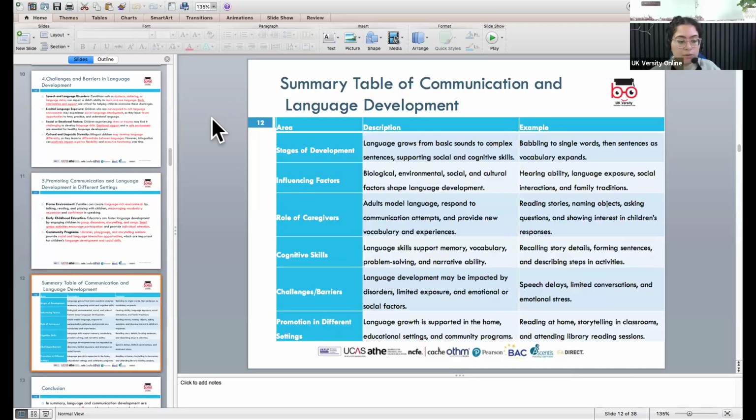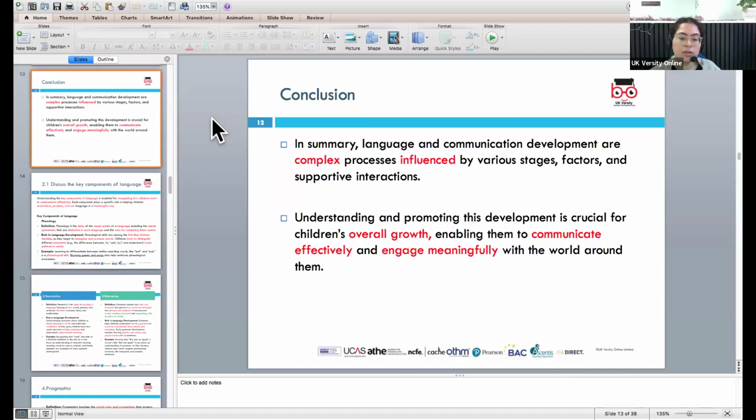So this is when we summarize the table for communication and language development. It's everything that we've covered so far and the conclusion. So in summary, language and communication development are complex processes, which are influenced by various stages, factors, and supportive interactions that we just talked about. Understanding and promoting this development is crucial for children's overall growth because it enables them to communicate effectively and engage meaningfully with the world around them.